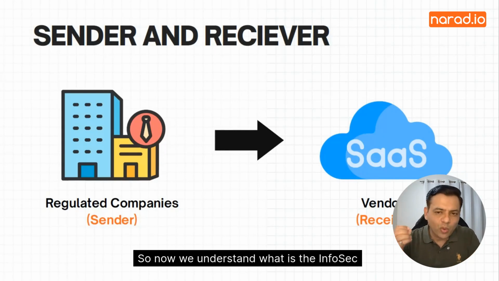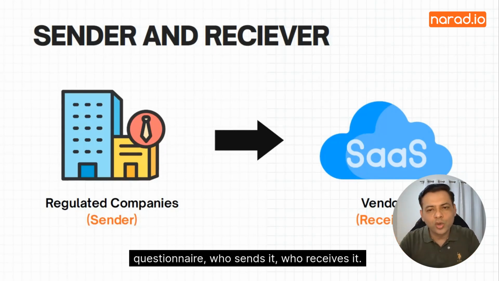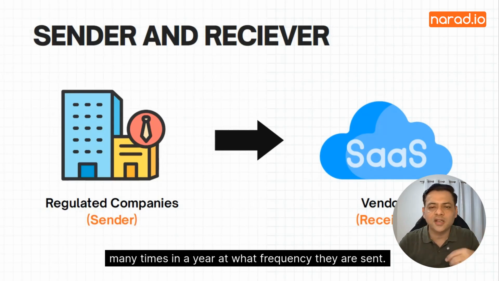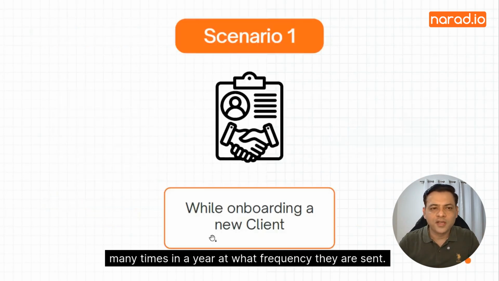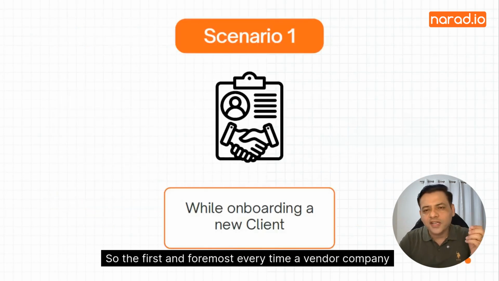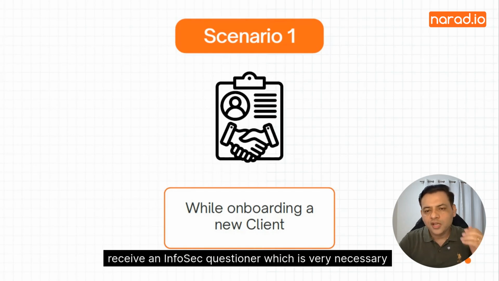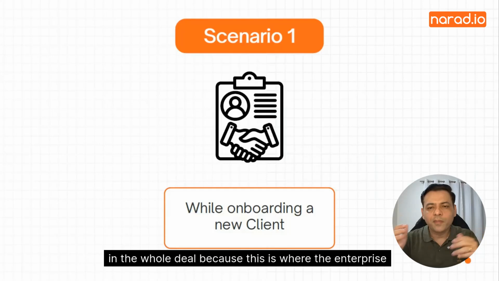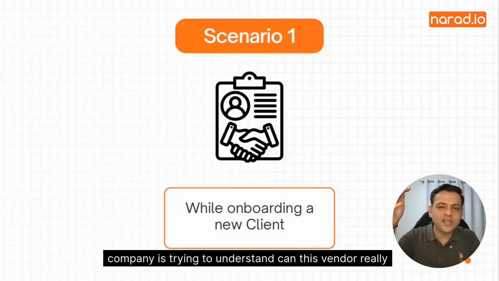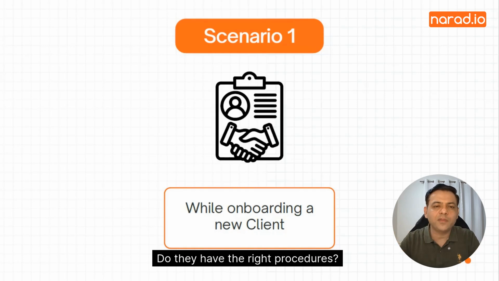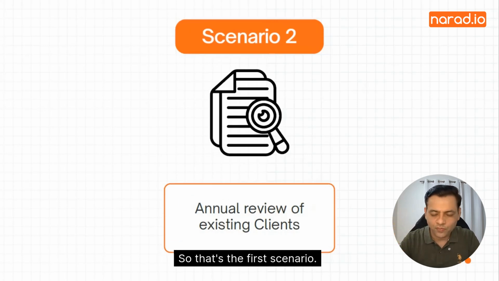So now we understand what the InfoSec questionnaire is, who sends it, and who receives it. Now let's try to understand in what scenarios, or how many times in a year, at what frequency they are sent. First and foremost, every time a vendor company goes out and tries to onboard a new client, they will receive an InfoSec questionnaire, which is very necessary in the whole deal, because this is where the enterprise company is trying to understand, can this vendor really handle my data well? Do they have the right security policy? Do they have the right procedures? So that's the first scenario.